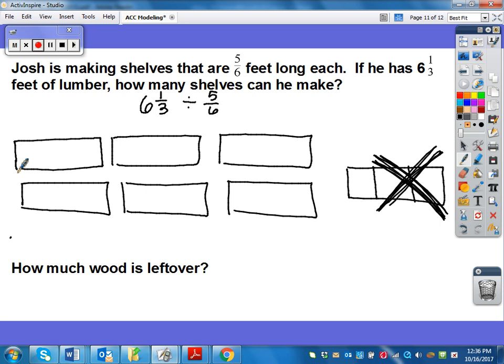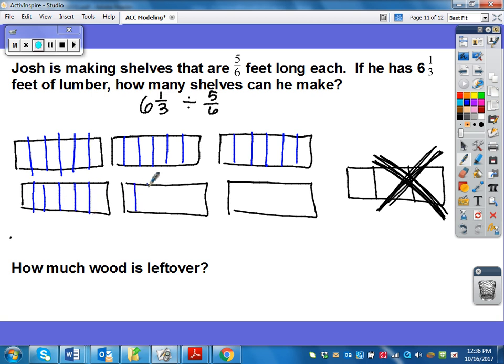Now, the second step is I need to circle groups of 5/6. To circle groups of 5/6, I'm actually going to split each of my boxes into 6. 1, 2, 3, 4, 5, 6, and the same for each of the other boxes.